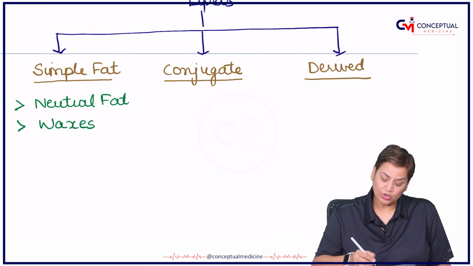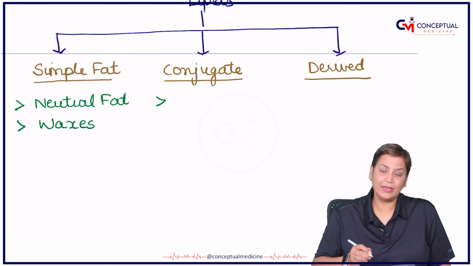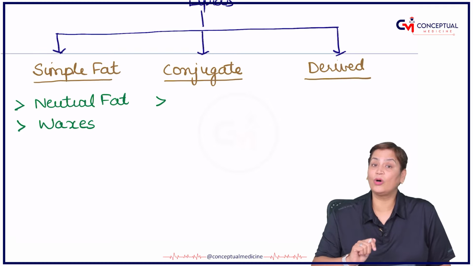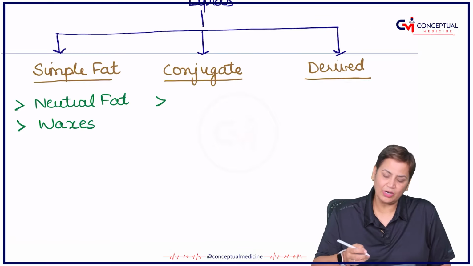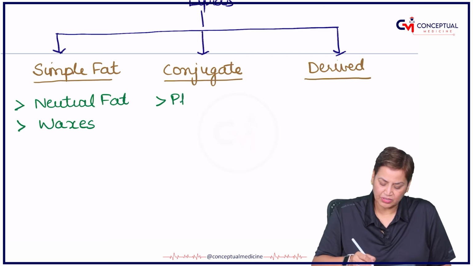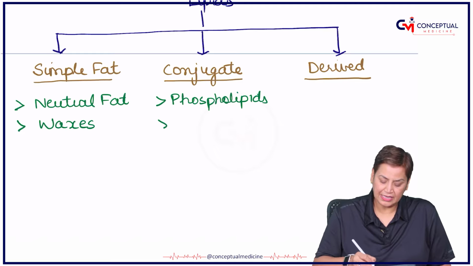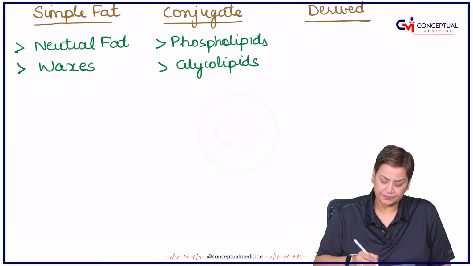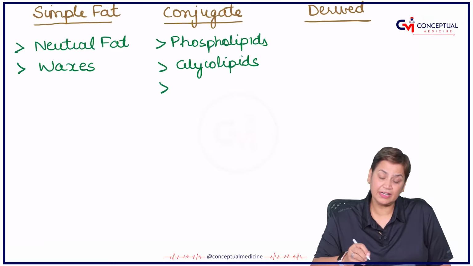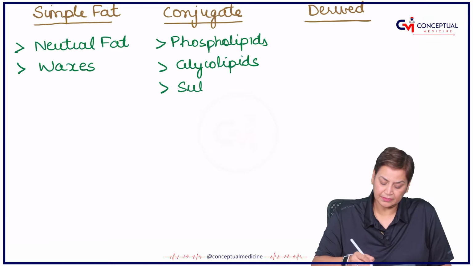If we talk about the conjugate lipids, conjugate means some other non-lipid part is associated with it. Okay, some non-lipid one. So if it is a phosphate, it becomes phospholipids. If it is a carbohydrate, it becomes glycolipids. Then if it has sulfur attached to it, it becomes sulfolipid.